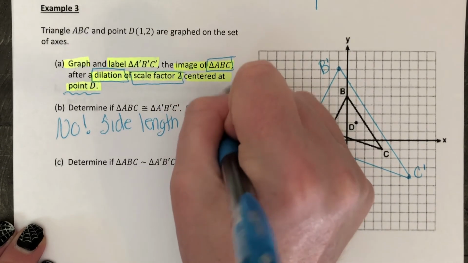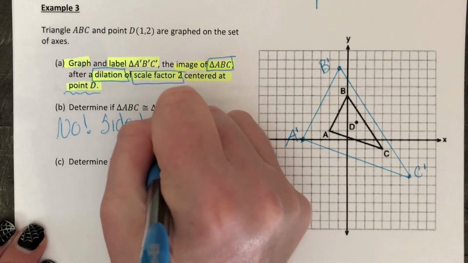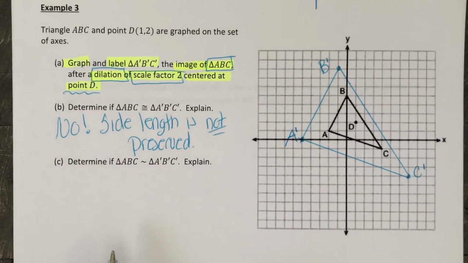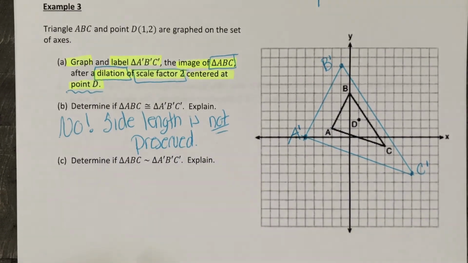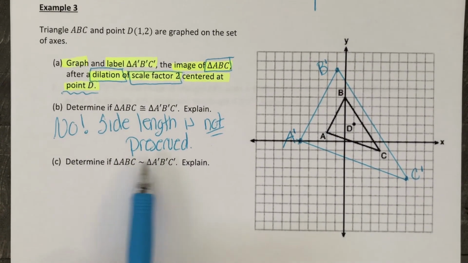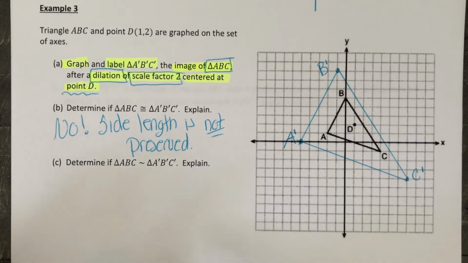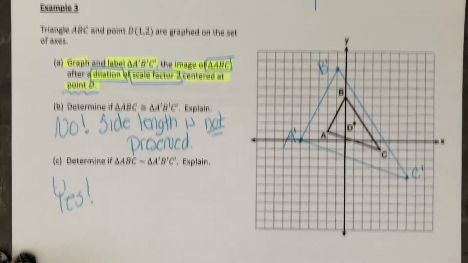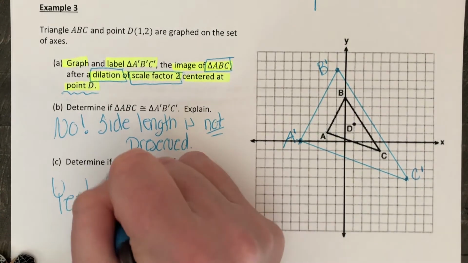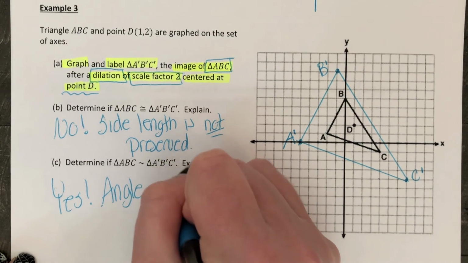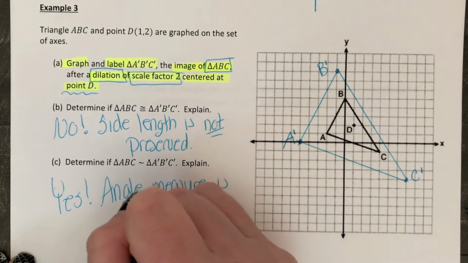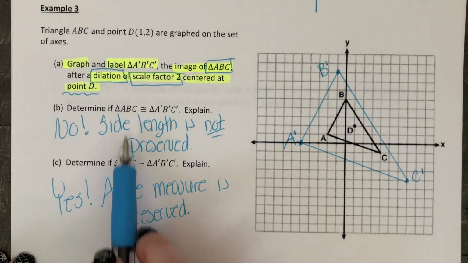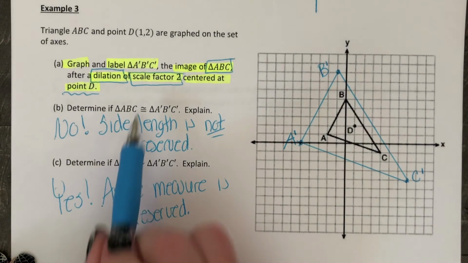Does anybody remember what is preserved? Wow, you guys are really on it today. Angle measure, nice job. Angle measure is always preserved in a dilation, but side length is not. And then part C, determine if those two triangles are similar. Different question. Yes, they are similar. How come? Because we just said angle measure is preserved. So if angles are preserved, the two figures are similar. If angle measure and side length are preserved, then they're congruent.